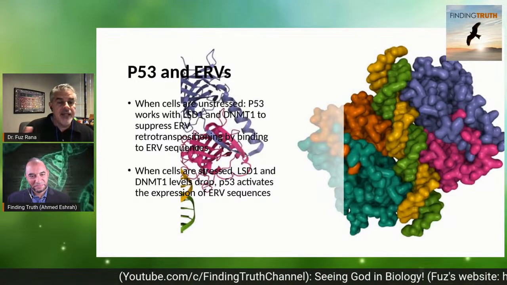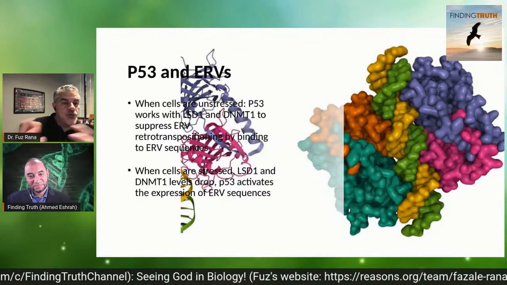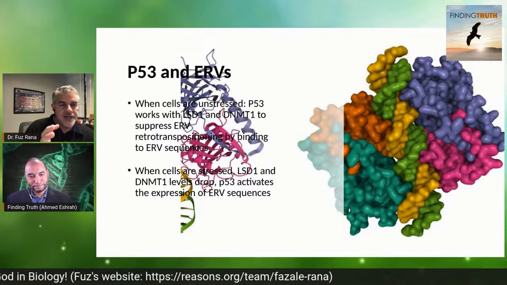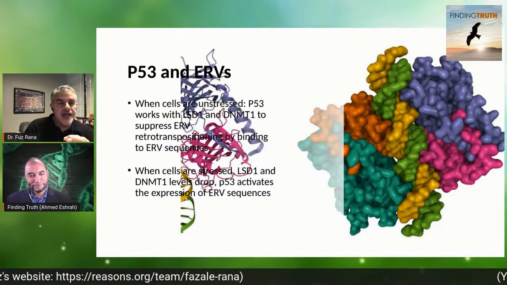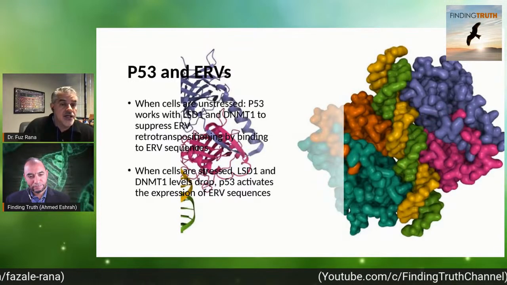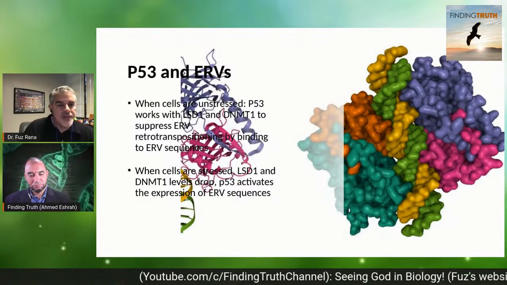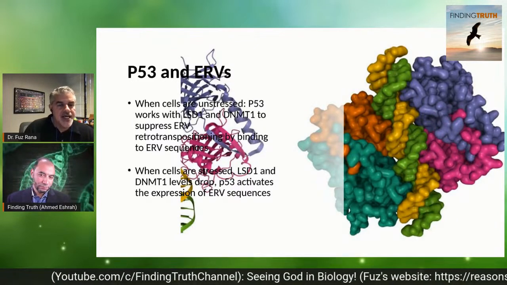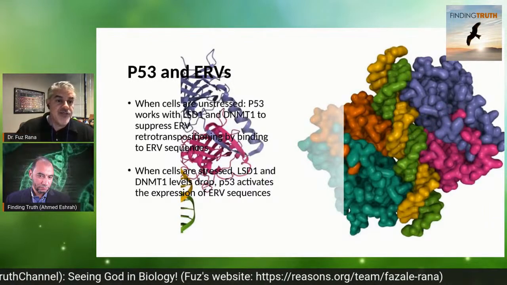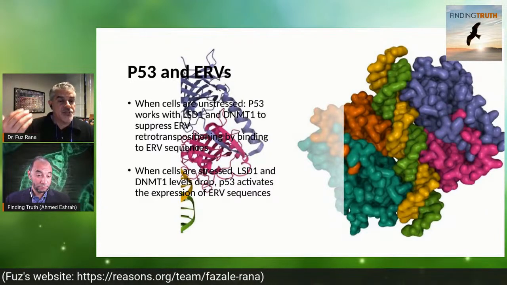But P53 doesn't work on its own. It works in conjunction with two other proteins. I don't think anybody quite knows how these proteins work together, but the combination of these three proteins seems to suppress ERV expression. However, when the cell becomes stressed, the level of these two companion proteins drops, and then P53, instead of suppressing ERVs, actually promotes their expression.